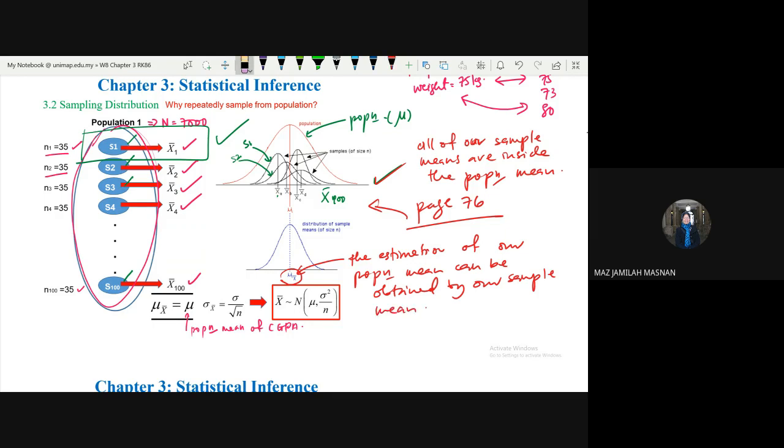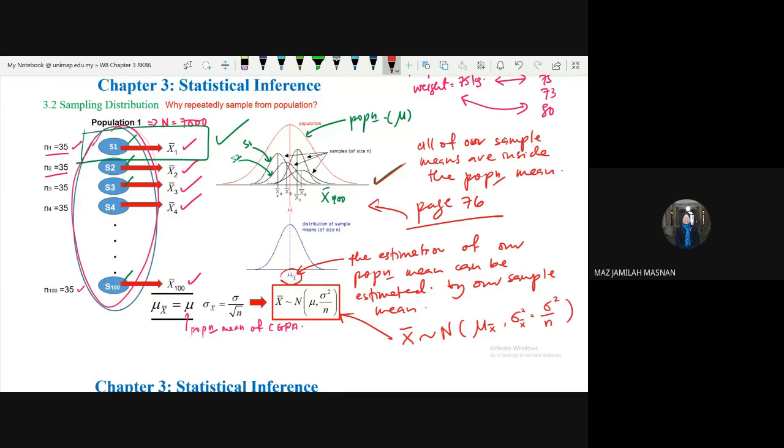Or if I were to be specific, the population mean can be estimated by our sample mean. So how is our population or sampling distribution represented? This is how the sampling distribution of our mean looks: X bar is normally distributed with mean mu X bar and variance sigma squared X bar, which is given by sigma squared over n. So that would be the sampling distribution of our mean.